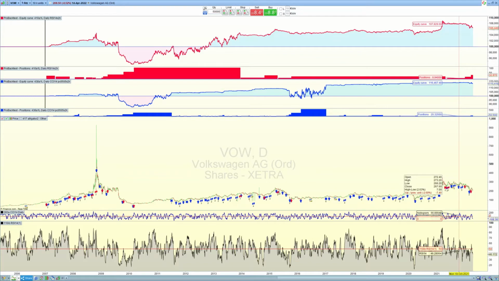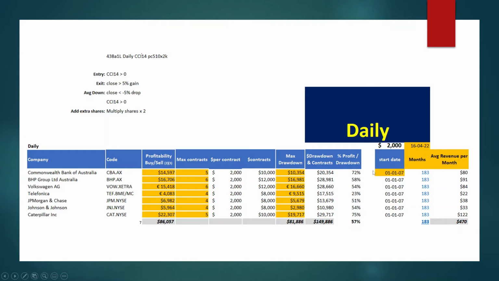So let me quickly now go to the results of, okay, this is the CCI14. You can see the table of results, the revenue generated by each of those. So over the years, $86,000. This shows the number of contracts held, and $2,000 for each lot of contracts. So 5 times 2,000 was $10,000 as a maximum at any one point.